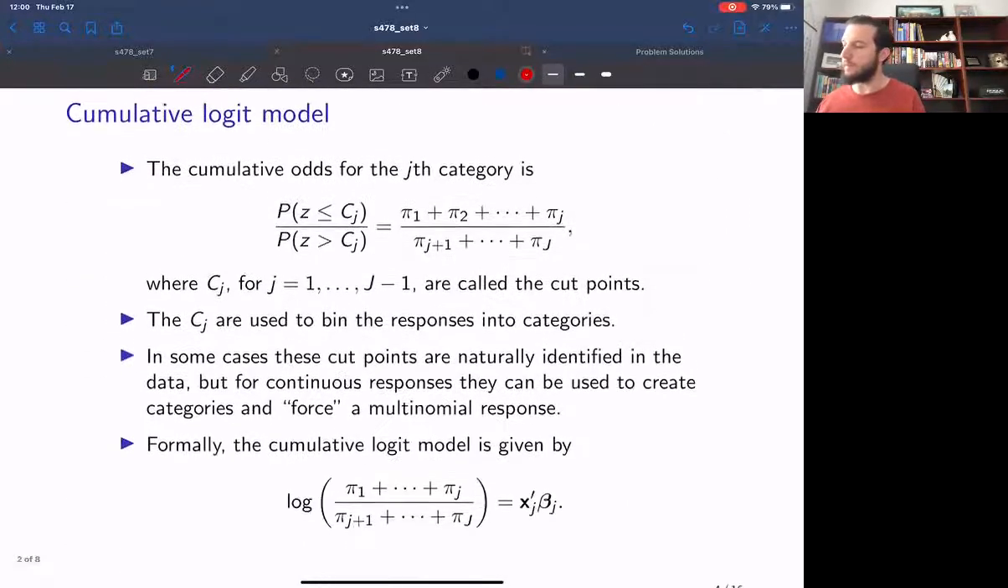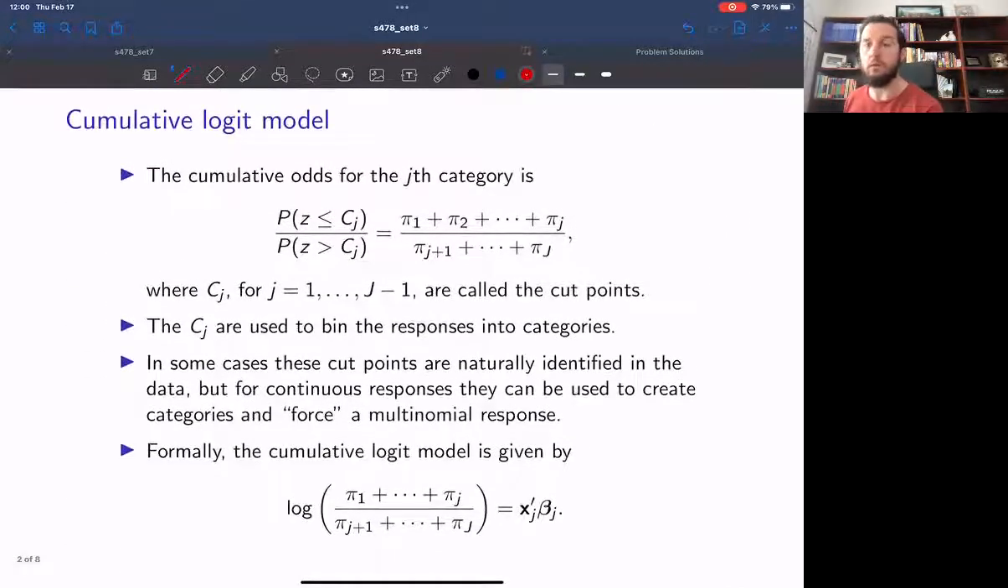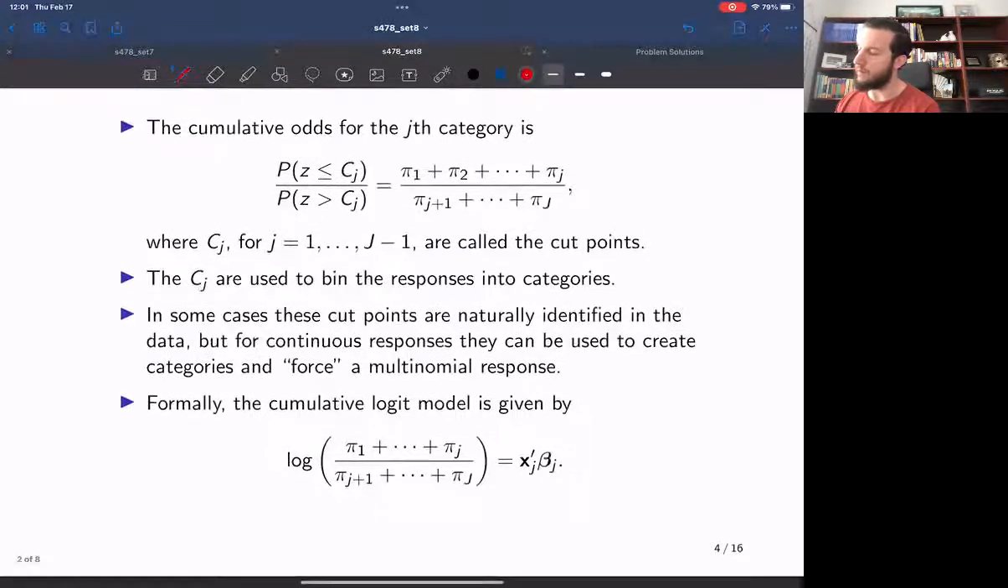All right. Now, as mentioned, there's a number of different ordinal models that could be considered. So I'll just very briefly go through these. The first one is the cumulative logit model. So here you can see that we're defining the probability that Z is less than some cut point CJ versus Z being greater than some cut point CJ. And then this logit model is given by the following. So we have the log odds of pi 1 to pi j versus pi j plus 1 to pi capital J. And that's going to be equal to some linear predictor.